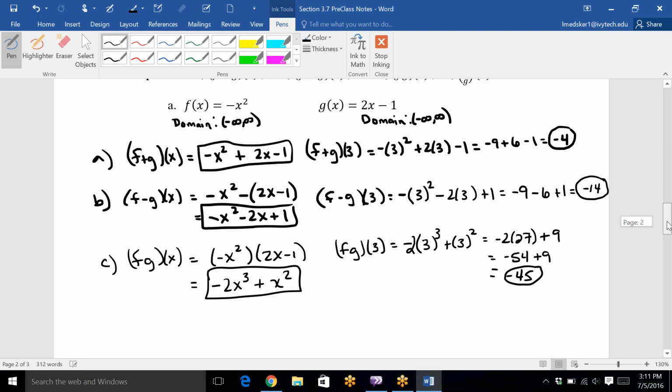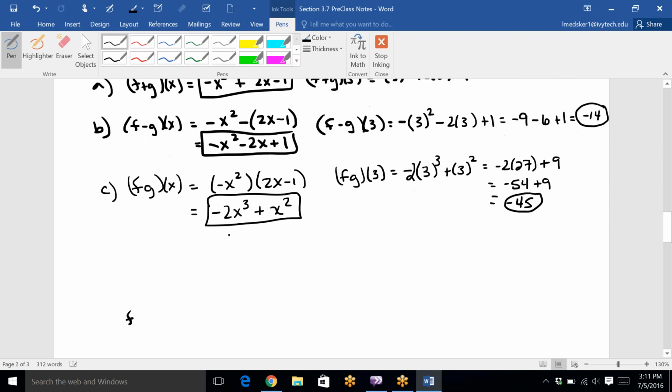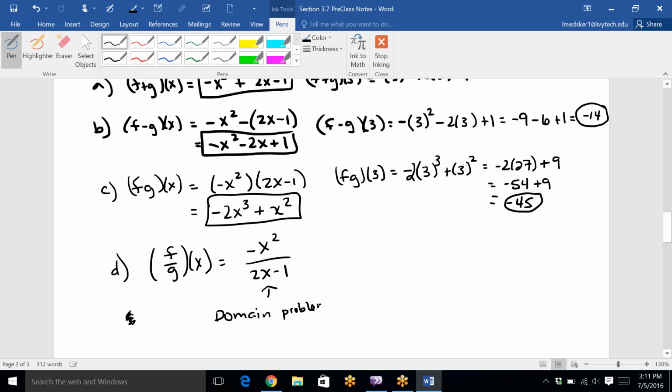And then lastly, for this example, we want to do the division case. There's that little f. So f over g of x. So we place the f function on top of the g function. And now we have created a domain problem. So we do need to address that before we plug anything in or work this out.